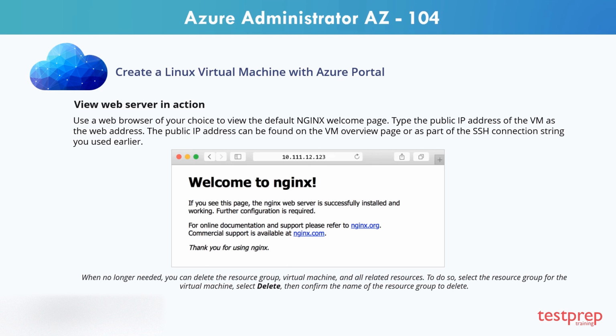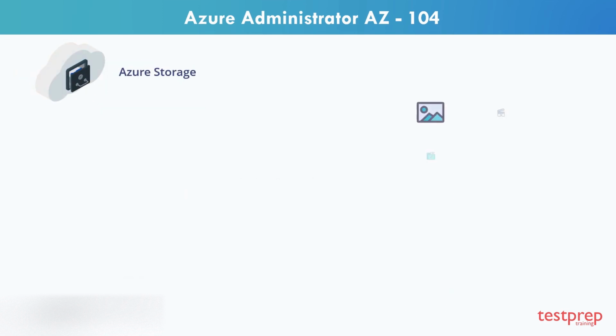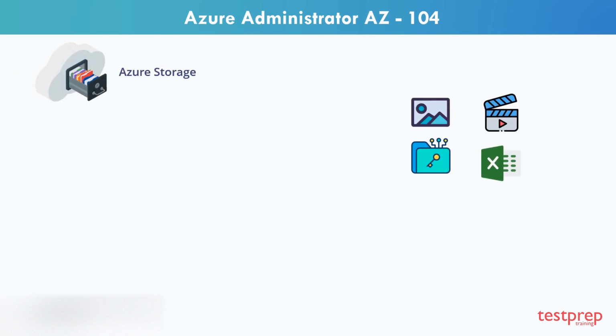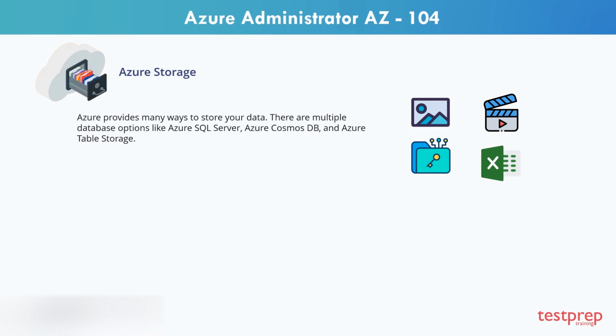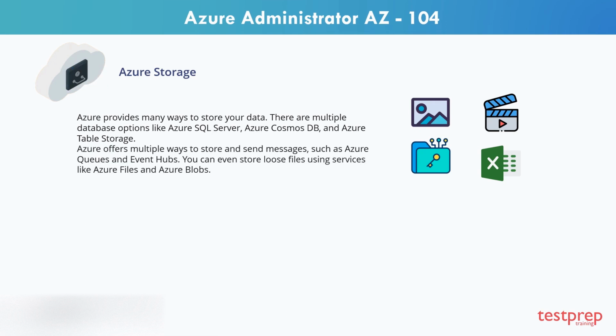Data comes in different shapes and sizes, and no single storage solution fits all data. Azure provides many ways to store your data. There are multiple database options like Azure SQL Server, Azure Cosmos DB, and Azure Table Storage. Azure offers multiple ways to store and send messages, such as Azure Queues and Event Hubs. You can even store loose files using services like Azure Files and Azure Blobs.